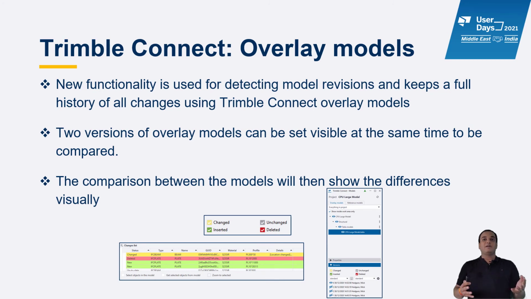The overlay model function allows you to keep track of different model regions along with the history of changes. You can set two versions of the model as visible at a time and can compare them. The comparison between the models will be listed in different colors so that it can be easily seen, and it will also be colorized in the model. For example, yellow is for changed objects, gray is for unchanged, green is for newly added, and red is for deleted.